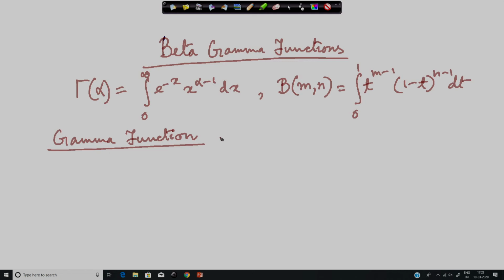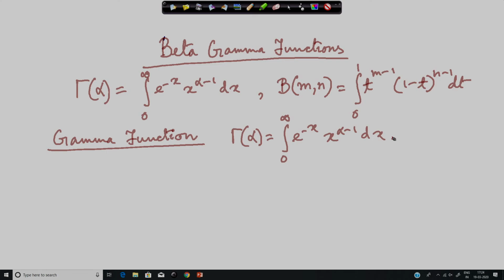So, the gamma function is integral 0 to infinity e to the power minus x, x to the power alpha minus 1 dx. Now, you can see in the gamma function the integral involved is improper in two ways. First of all, it is improper due to the presence of infinity in its upper limit, and next if alpha minus 1 is less than 0, then the integrand becomes unbounded at the point x equal to 0.